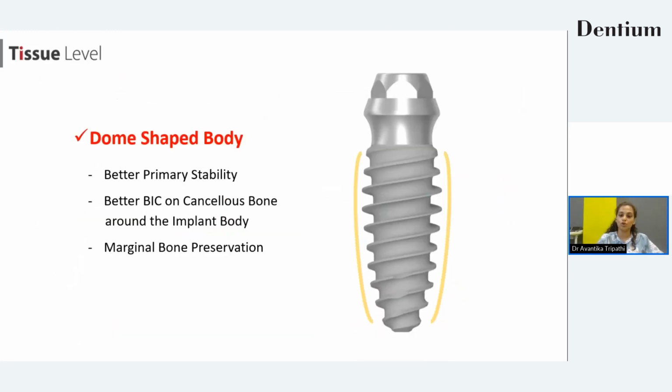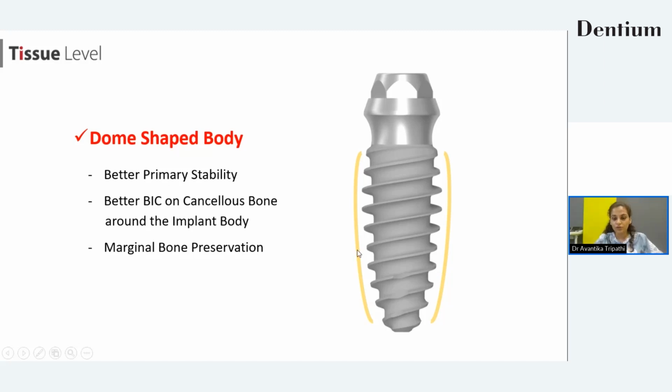It has a dome-shaped body. Dome-shaped body means the middle third of the fixture will be the widest, and the apical and the coronal third of the fixture will be slightly narrower. It has a very, very narrow apex, which makes the insertion of this fixture inside the osteotomy very, very simple. The neck is also narrow, which helps in preserving the marginal bone and prevents marginal bone resorption.